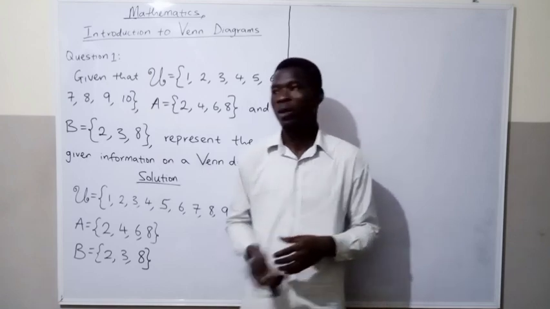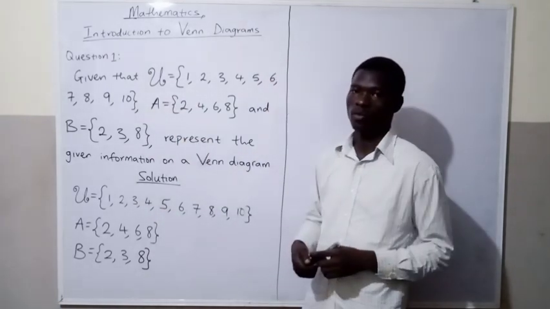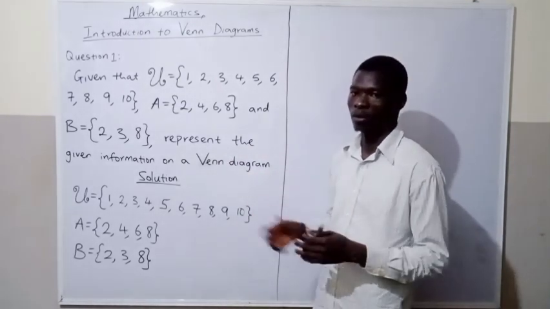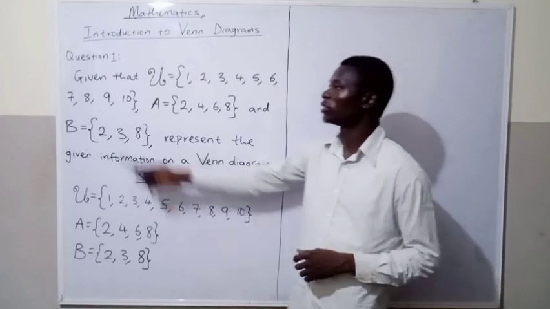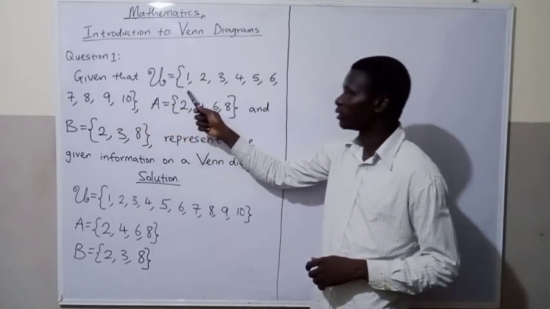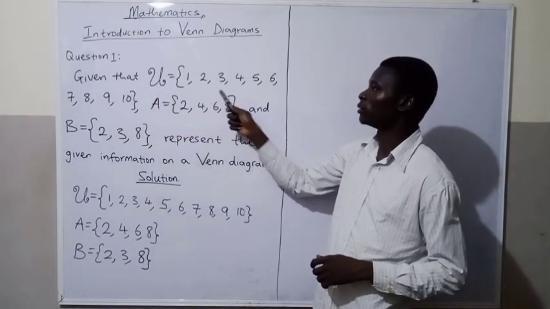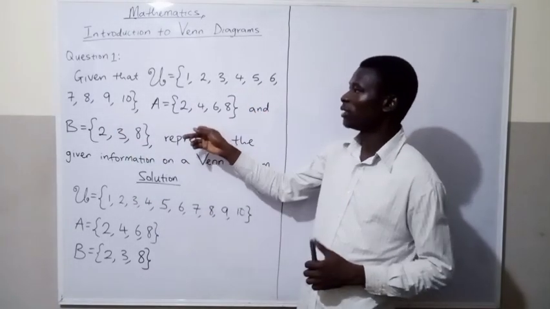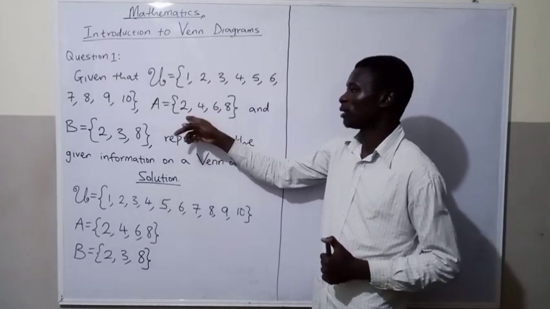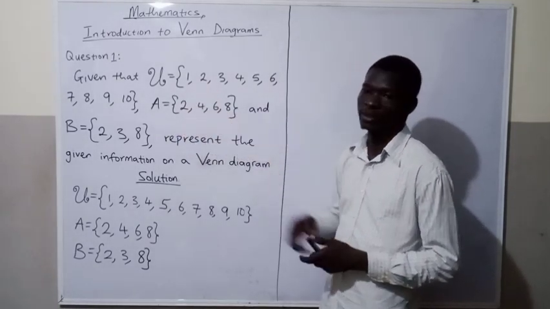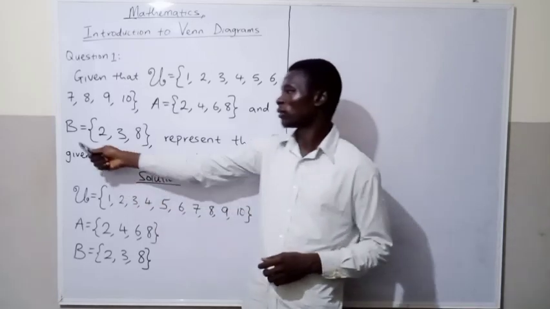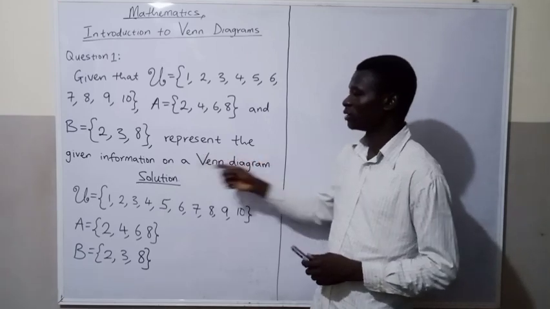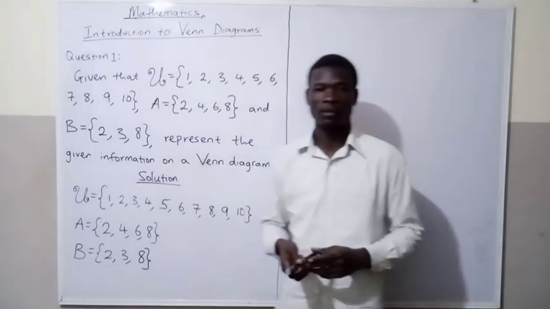of a set. So we have a question here which we are going to deal with, and I'll be using this question to explain in depth what each aspect of the set represents. The question says, given that the universal set equals the set of 1, 2, 3, 4, 5, 6, 7, 8, 9, and 10, and set A, gotten from the universal set, has these members 2, 4, 6, and 8, while set B contains the members 2, 3, and 8. The question says, represent the given information on a Venn diagram.